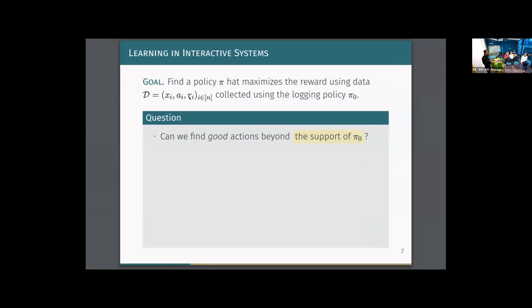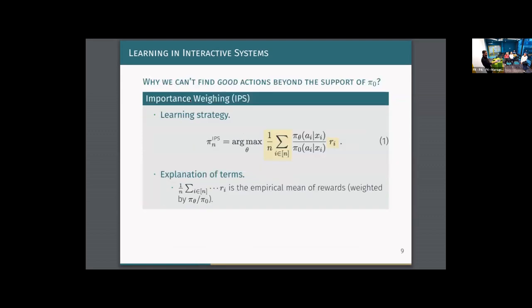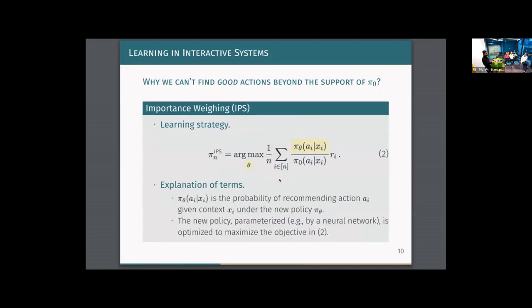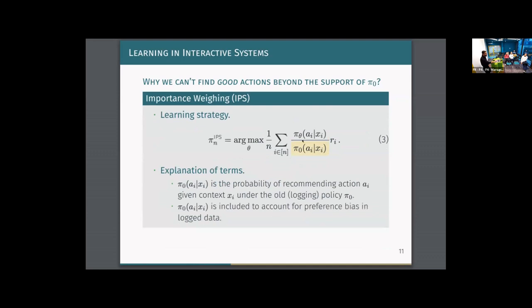here, we have xi, ai, ri. We will look at the empirical mean of the rewards and look for the policy that maximizes the reward, right? The empirical mean. So 1 over n sum of ri, okay? But then this empirical mean is weighted by p theta divided by pi zero. As I said before, p theta is the new recommender system, and we will try to find the argmax over theta. So find the parameters, the embeddings that lead to the highest reward. And pi zero is the current recommender system.